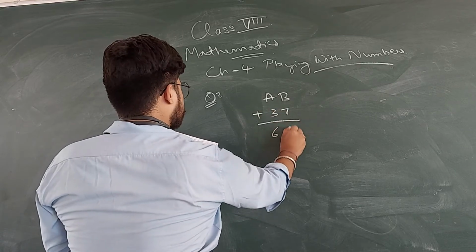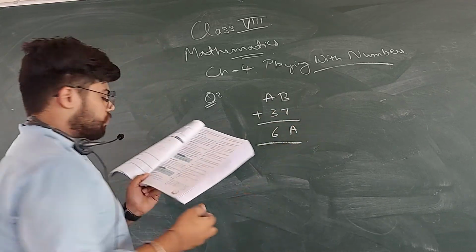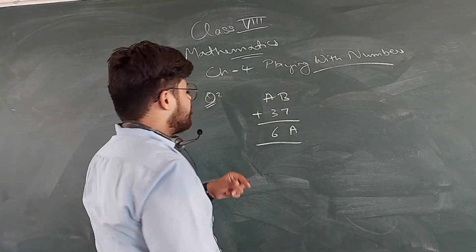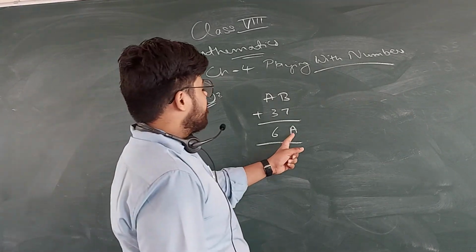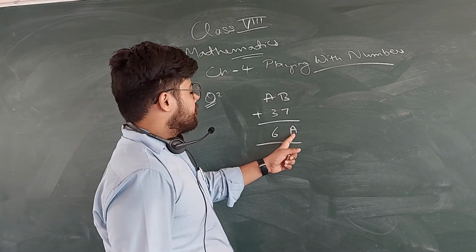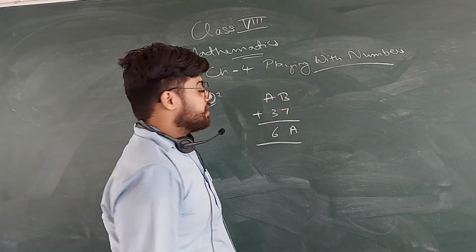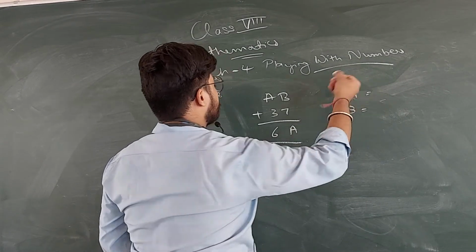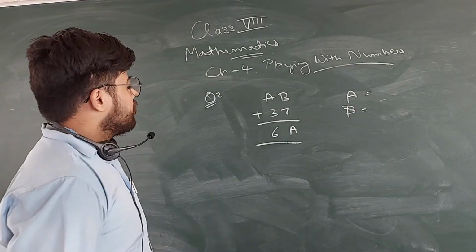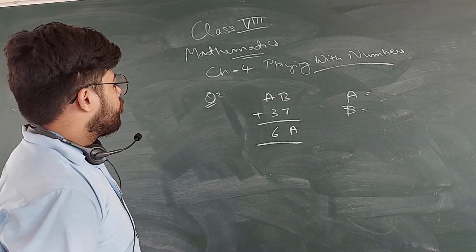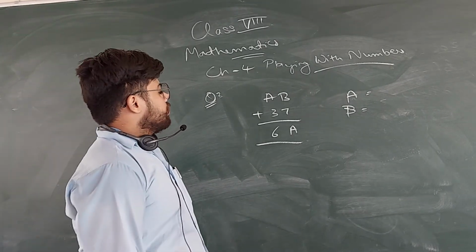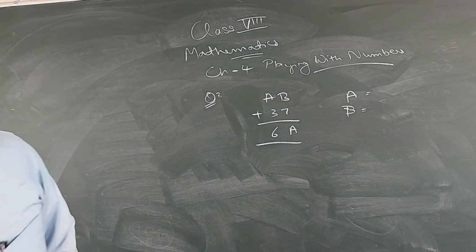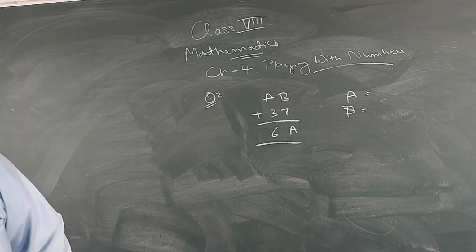Answer is 6A. Now a challenging question is there. Here A is there and here B is there. Now a little bit tough. We have to think like that. Okay. Now which satisfies this one condition? For this we have to think.